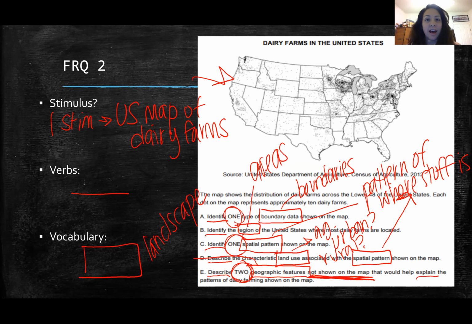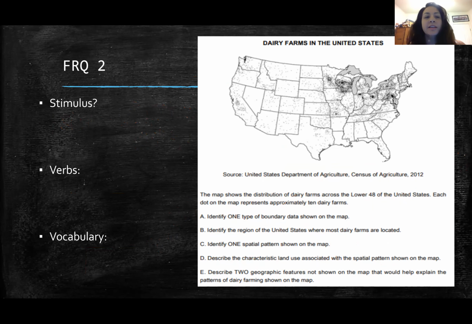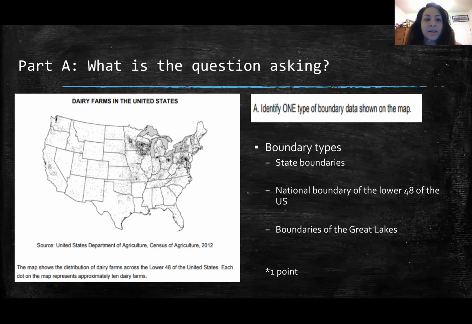It sounds like a lot. It looks like a lot. It looks like it would be scary because it's really long and it has a map, but it's super easy. All right, a lot of you that might have had problems with this totally overthought it. I can tell you that right now. All right, so part A, what the heck is the question asking? So I kept the map there for you.